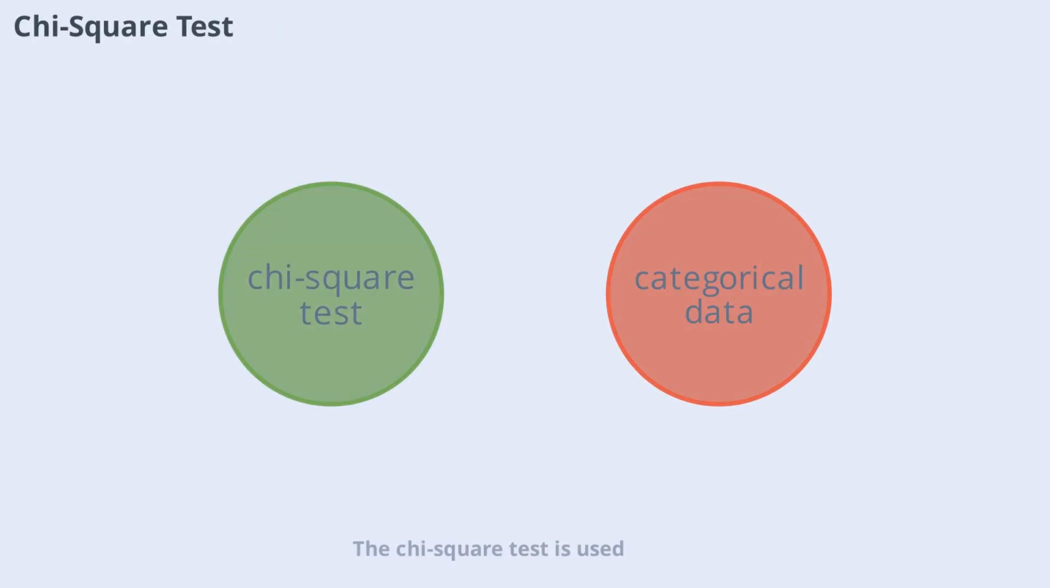The chi-square test is used to examine relationships between categorical variables. It helps you determine whether observed differences are due to chance or a real association. This test is widely used in survey analysis and research studies involving categorical data.